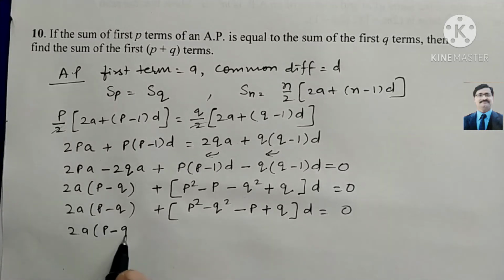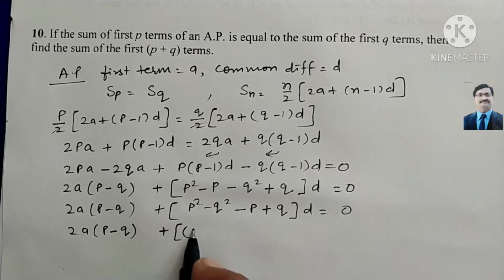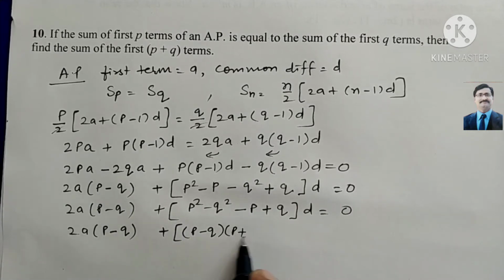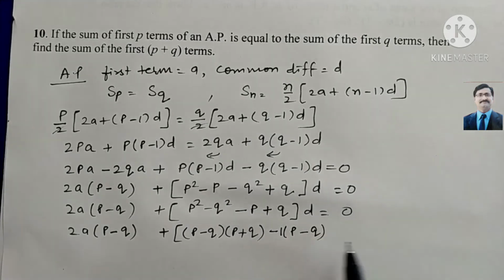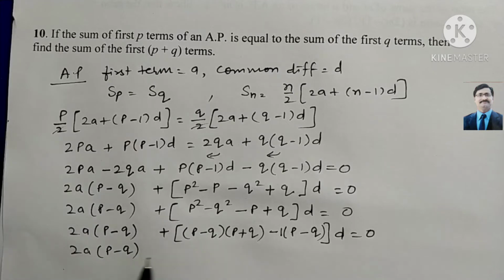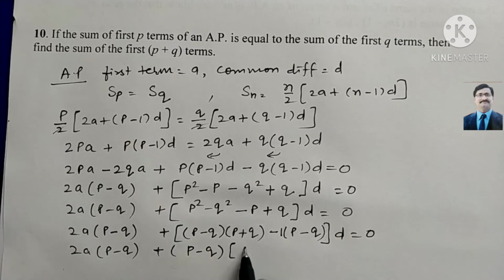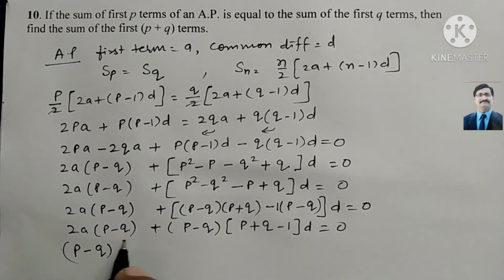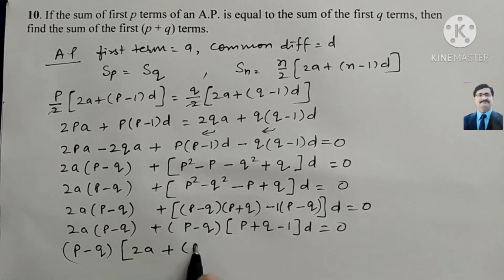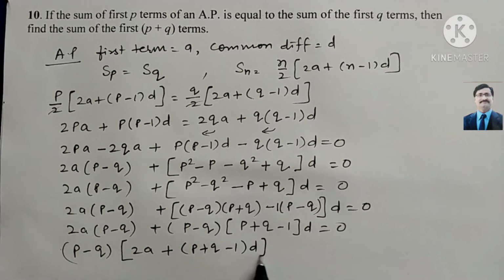2a(p minus q) plus, here we can write p square minus q square as (p minus q)(p plus q). From these we can take common minus 1, so (p minus q), bracket close, and d equal to 0. Now 2a(p minus q), from these we can take p minus q common, so we get (p plus q minus 1)d equal to 0. From these two we can take common p minus q. P minus q common means (2a plus (p plus q minus 1)d), and this is equal to 0.